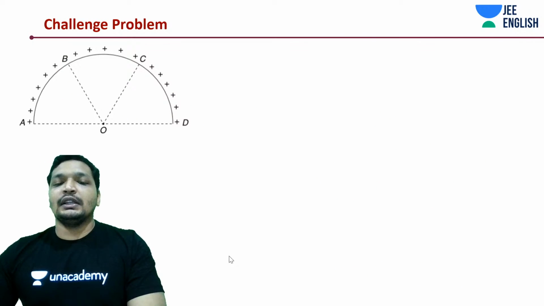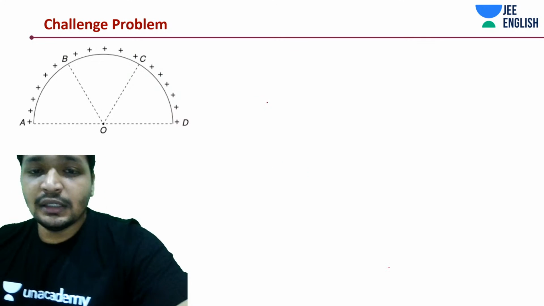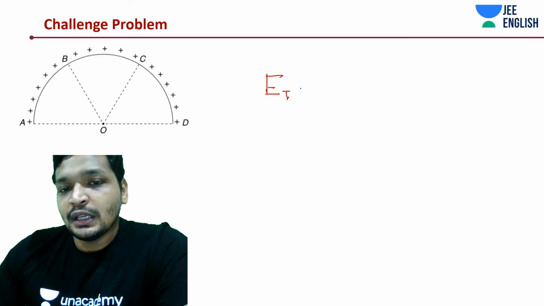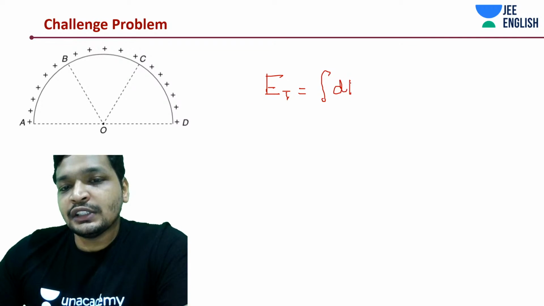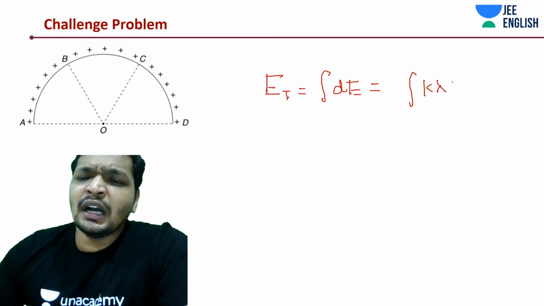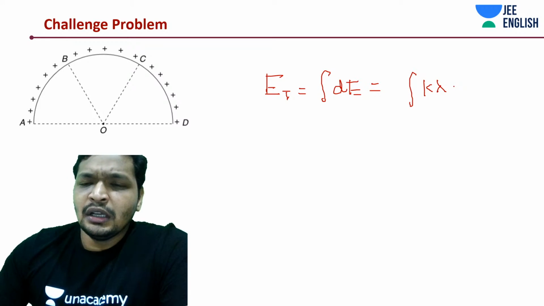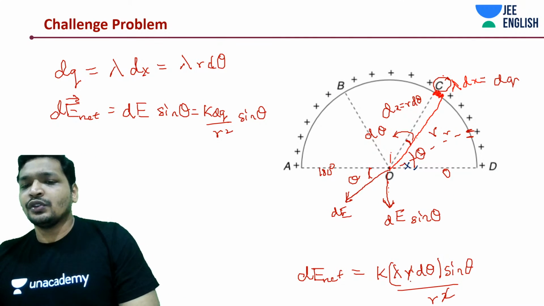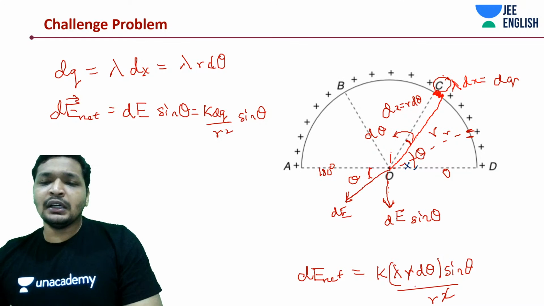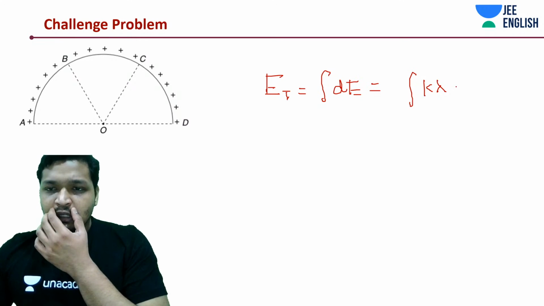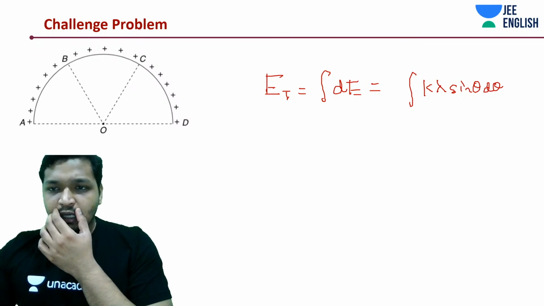Okay, let's move on then. It's a simple question. Trust me. Today's topic is the simplest topic, guys. E total is the integration of dE, which is nothing but k into lambda, and r would get cancelled. I believe r square and r would go off, so it would just be k into lambda sine theta d theta by r.